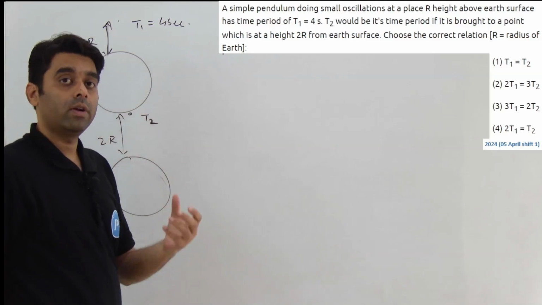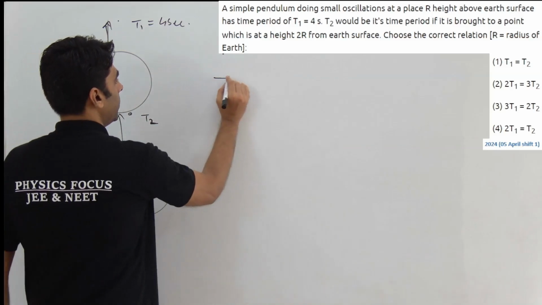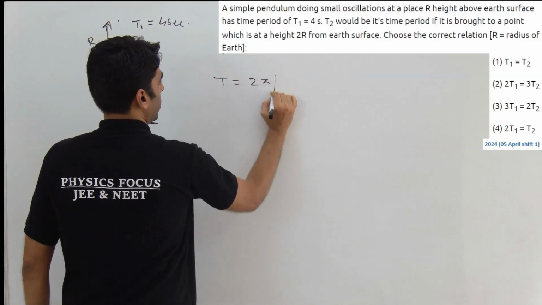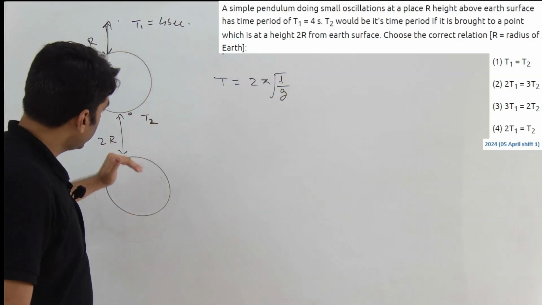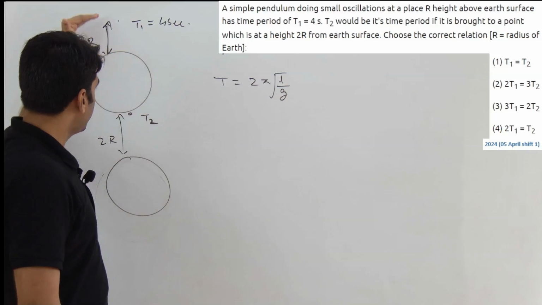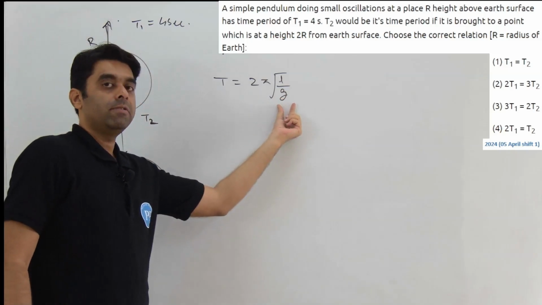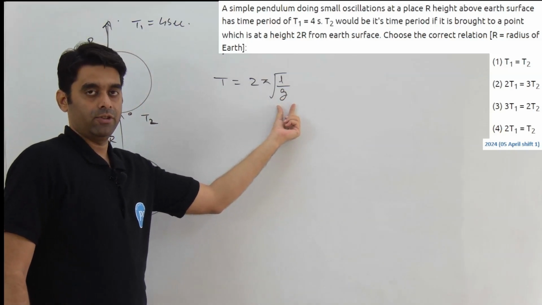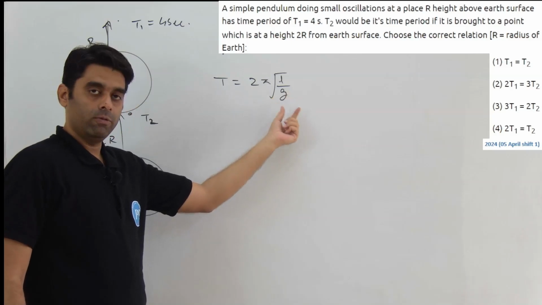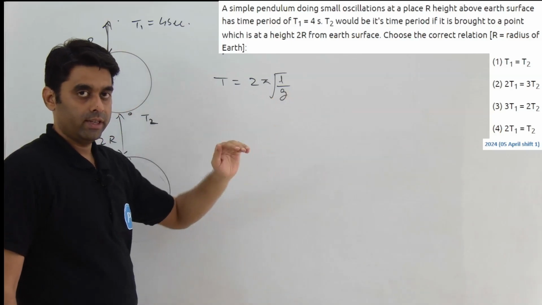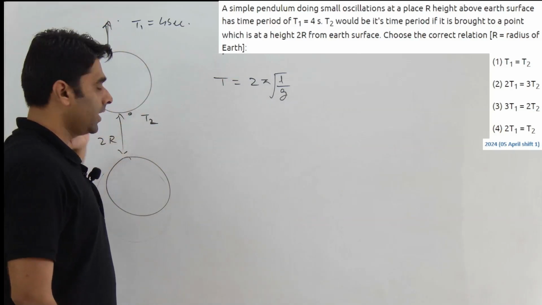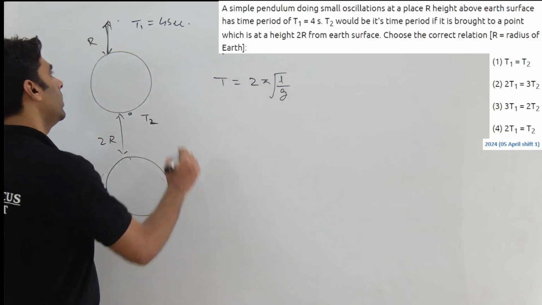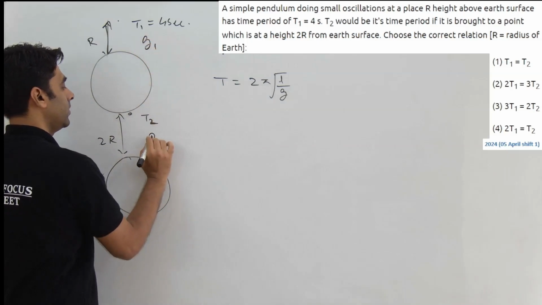What is the general result for the time period of a pendulum? The time period of a pendulum is given as 2 pi root over L by g. Why will the time period change? As we move it from R to 2R, the g value will change, right? Variation of g with height. So when the g value changes, the time period also changes. So let us calculate g at a height of R and g at a height of 2R. Let's say this is g1 and this is g2.